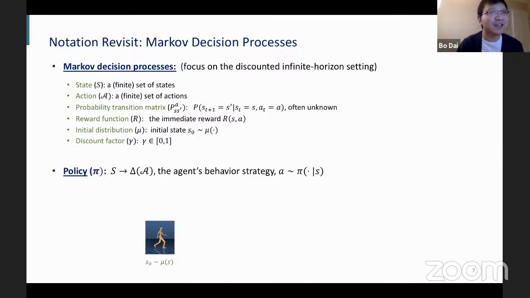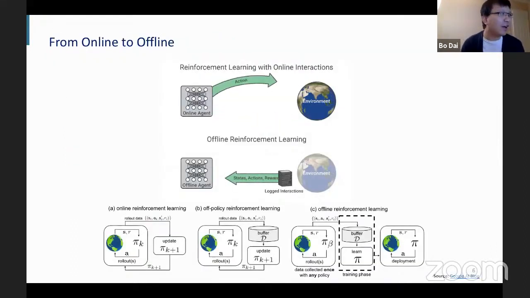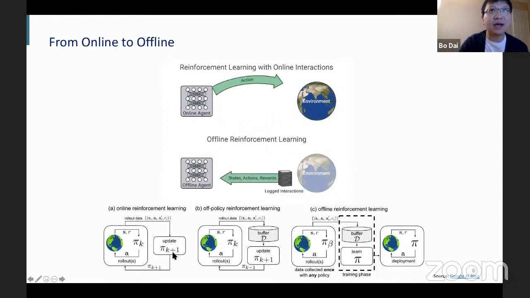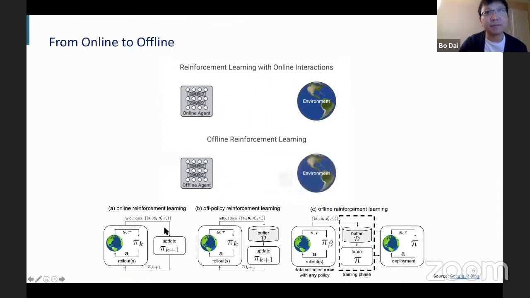Okay, another question is the difference between online and offline. Online is like you never have this replay buffer. Every time you have your current policy and you interact with the environment, you collect the data, and with this data collected from pi k, you update your pi k to pi k plus 1, and after that, the data collected during this procedure is thrown away, and you do this iteratively again and again, updating your policy.